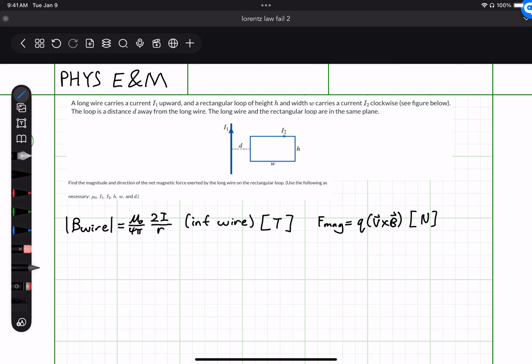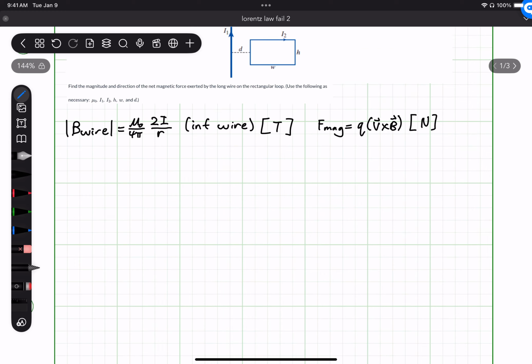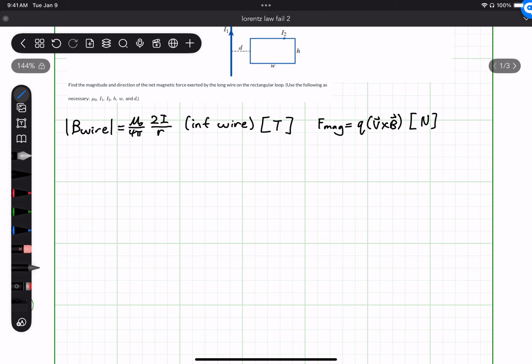Hello, today we'll be going over Physics E&M, and this is the Lorentz law. So basically we have a question asking us to find the magnitude and the direction of the net magnetic force from an infinite wire onto a loop of wire. Okay, let's get started. Here we have the basic equations we will need: the magnetic field of the wire and the magnetic force equation.